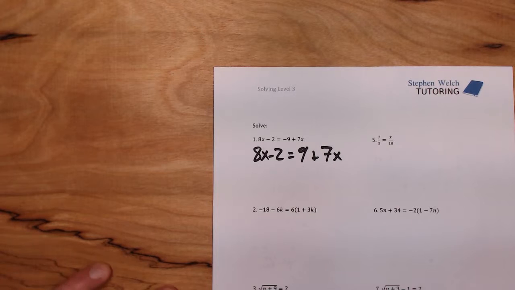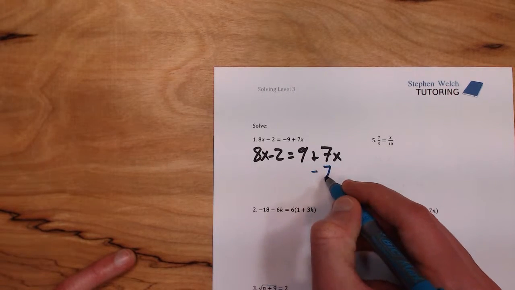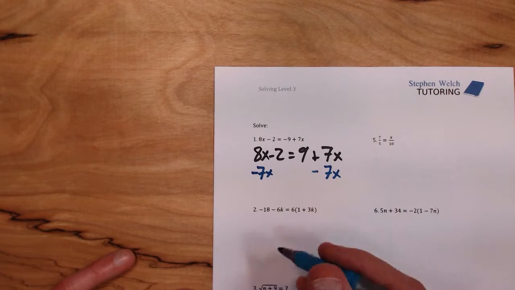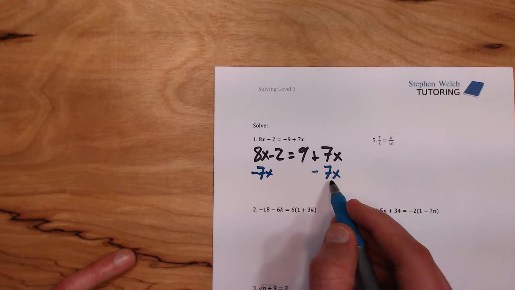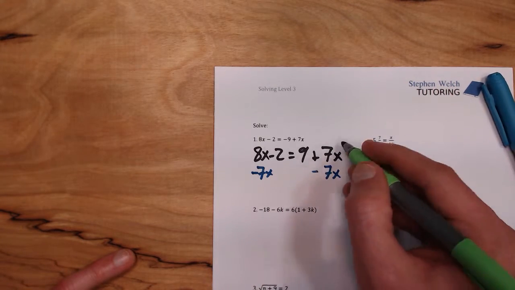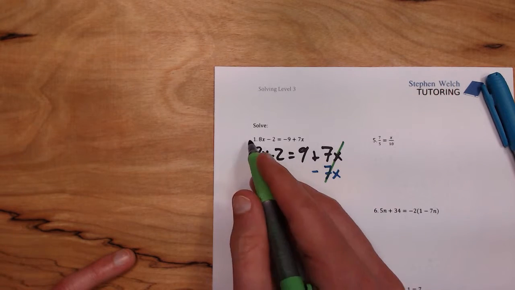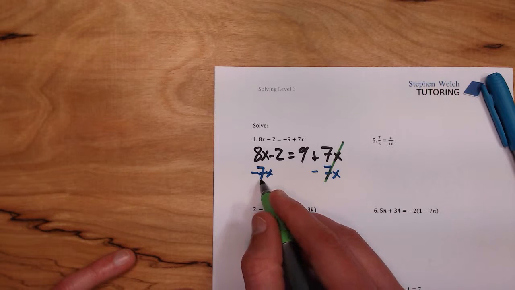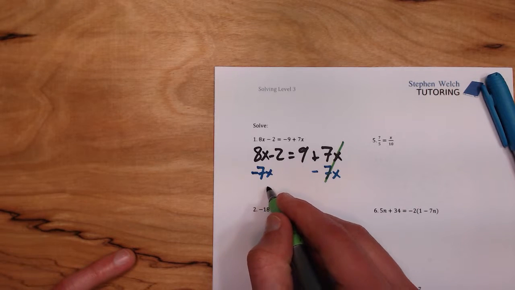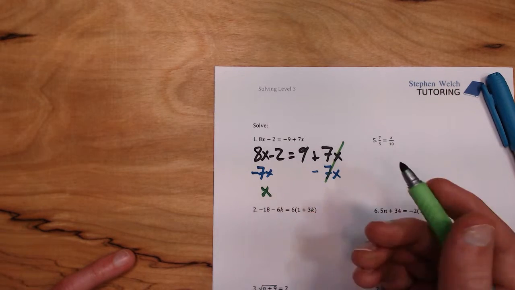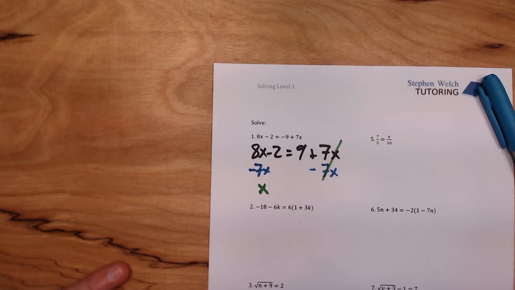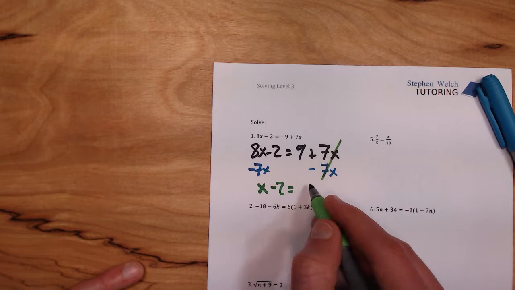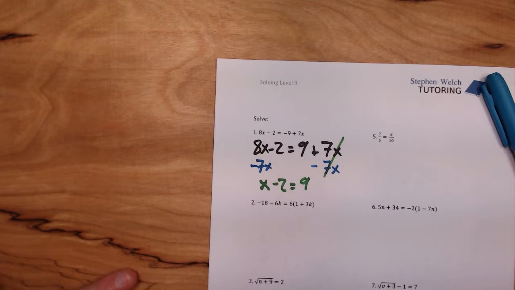So let's see, I think I'd like to subtract 7x from both sides first. And there's a couple ways to do this problem, and this is just one way. So if I subtract 7x over here, my 7x's cancel. And over here I have 8 minus 7, which is 1. So I have 1x. So I'm just going to write x, because we know that if we have 1x, we can just write x. It's the same thing. I still have minus 2 left, equals 9.